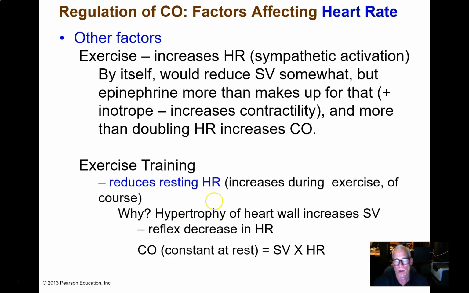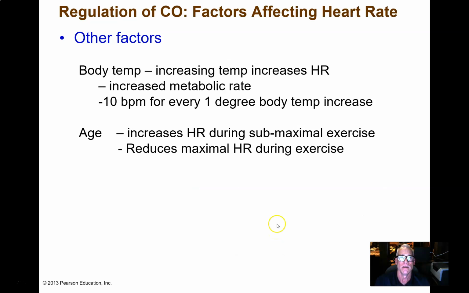And if it's pumping more blood out on each beat, that's going to cause a reflex decrease in heart rate, right? They're going to compensate. Cardiac output is going to exactly match the body's needs. So cardiac output is stroke volume times heart rate. If one goes up, the other goes down at rest. And so we have the right cardiac output. So people that run a lot have very high stroke volumes, low resting heart rate.